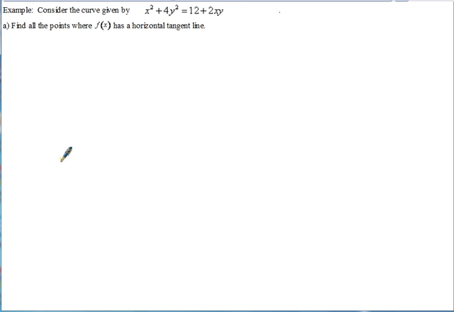So the first one says, consider the curve given by x squared plus 4y squared equals 12 plus 2xy. Find all the points where f of x has a horizontal tangent line. Okay, so remember, to have a horizontal tangent line, like that, that would mean the derivative, or slope, would have to be 0. Slope of a horizontal line, remember, is 0. So we need to find our derivative on this one.